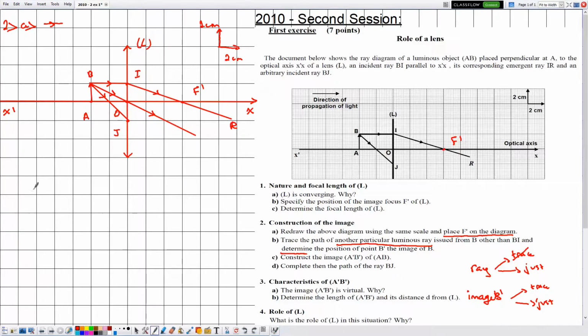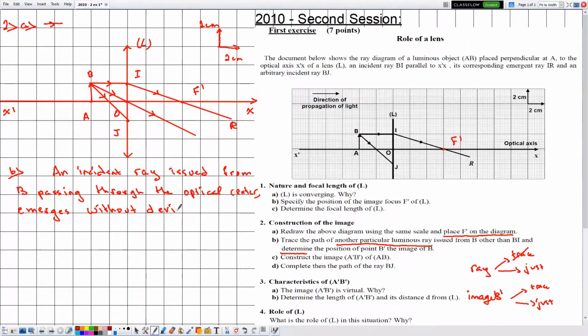So now we are in part B. Okay, an incident ray issued from B passing through the optical center emerges without deviation. So we have done the justification of the ray. Now we need to trace and justify the image.